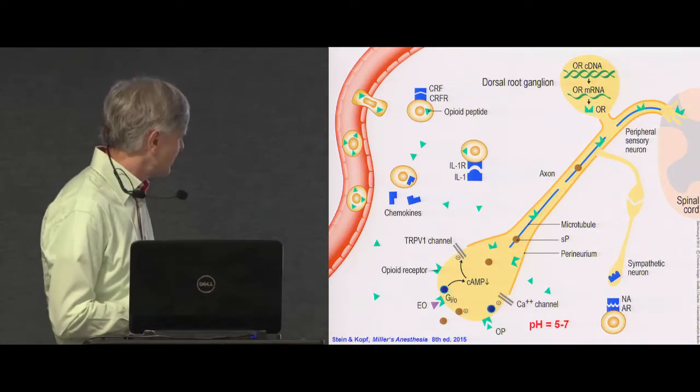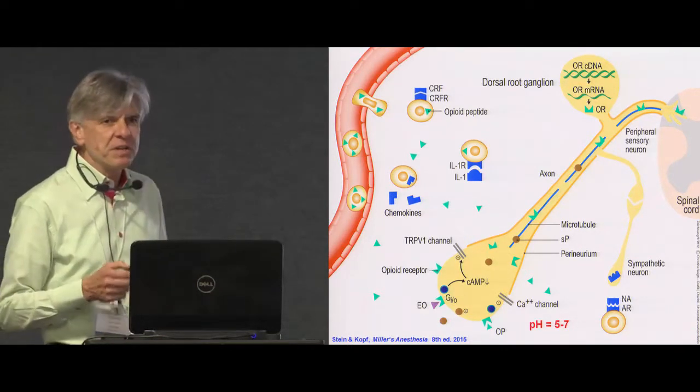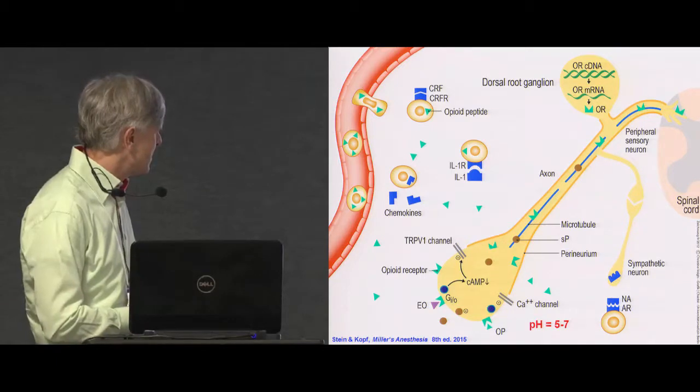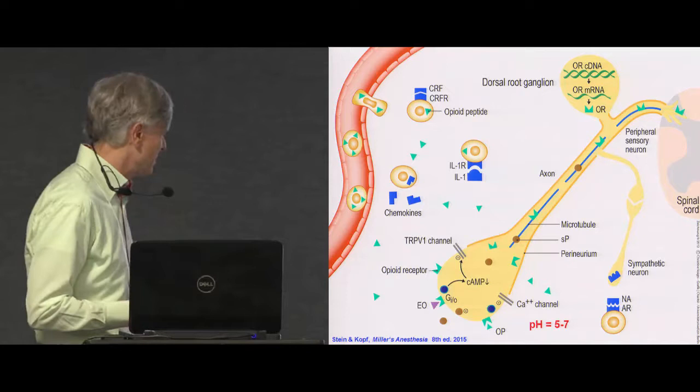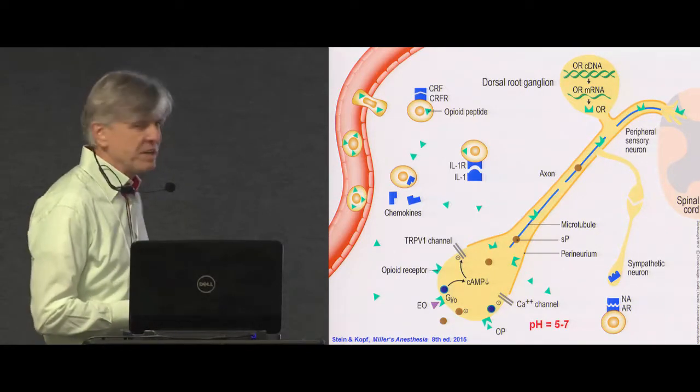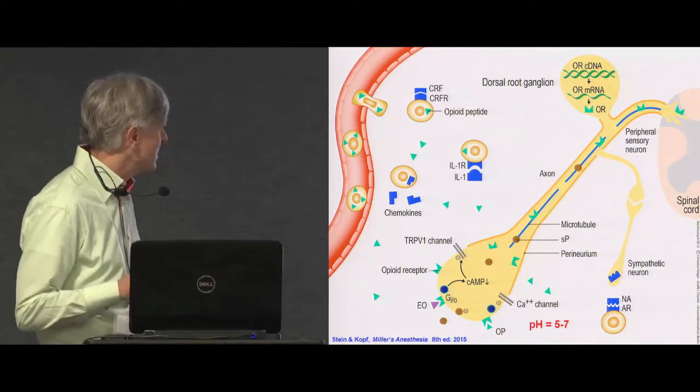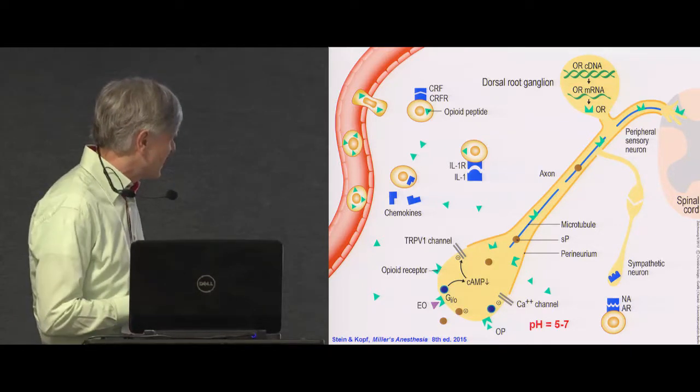also CRF. One important feature, and we come back to this later, is that, of course, as everybody knows, inflamed tissue is acidotic. There is a low pH between 5 and 7. We will come to this later.